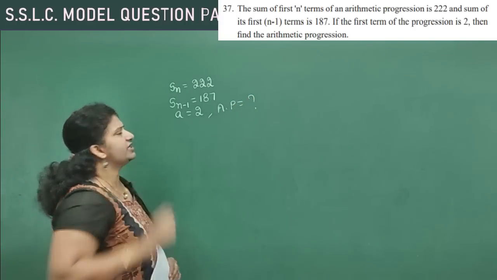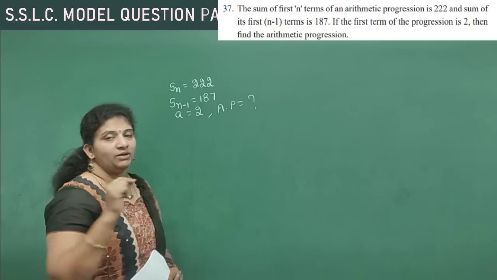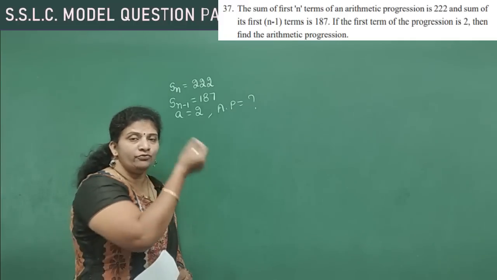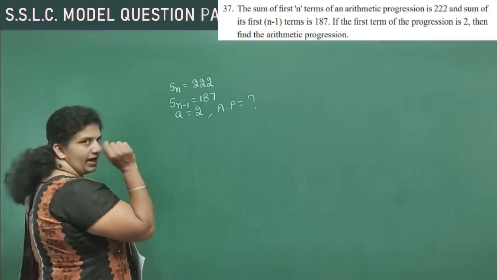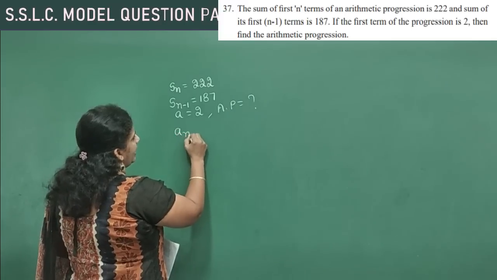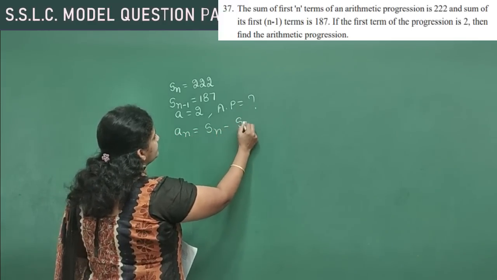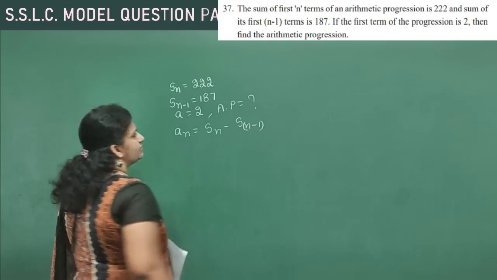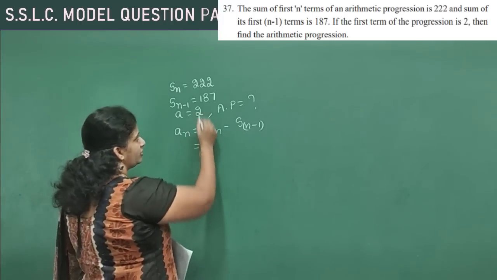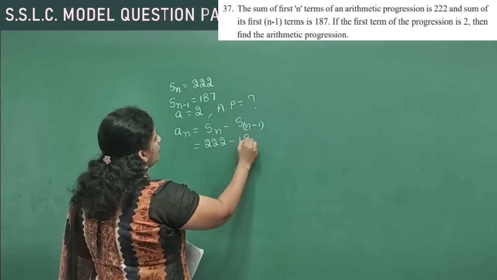So observe the question carefully. Sum of n terms given, sum of n minus 1 terms given, a given. So you need to find the arithmetic progression. I remember immediately a formula, that is a_n is equal to S_n minus S_(n-1). Do you remember? Yes. So now substitute that: 222 minus 187.